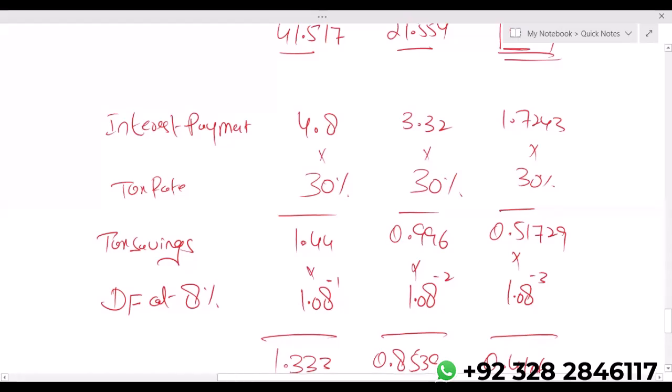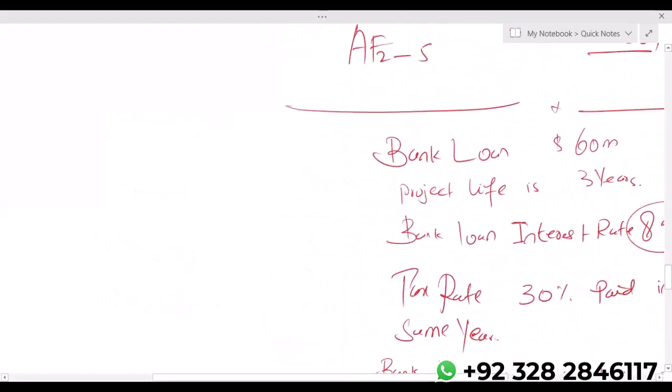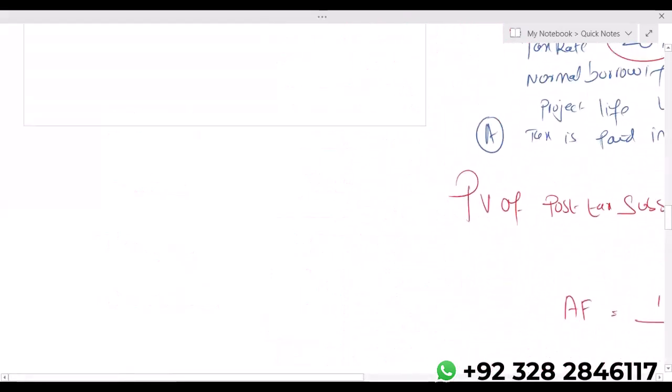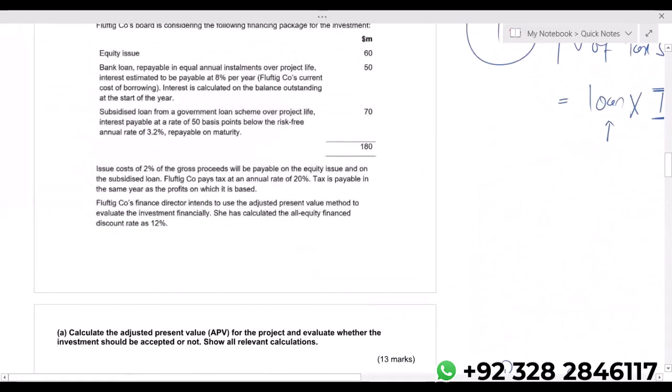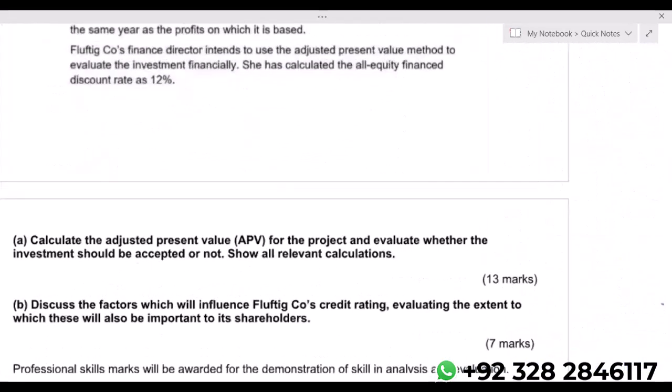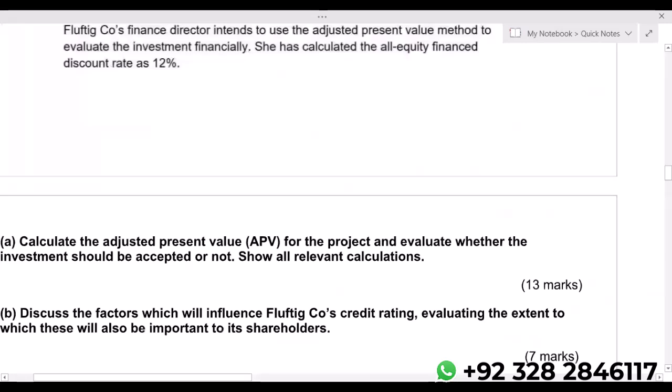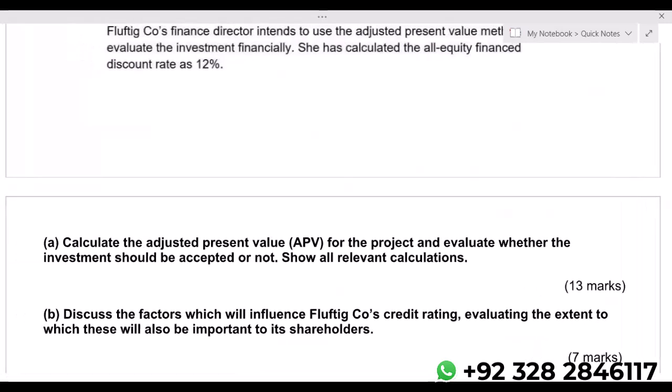Okay, now student, let's come here to the question. So it was, I would say, a really brief recap of APV. Now let's read the requirement first.